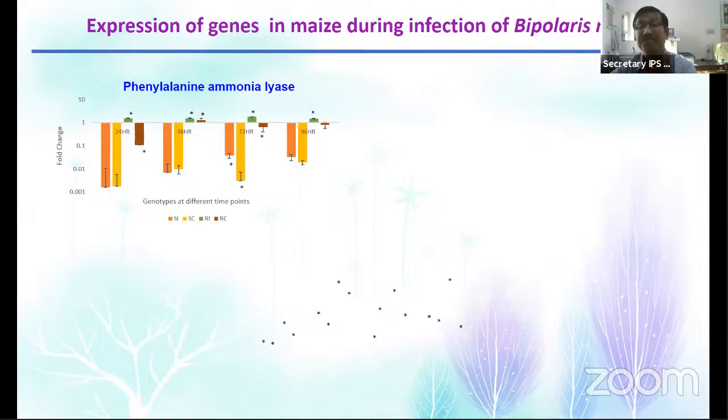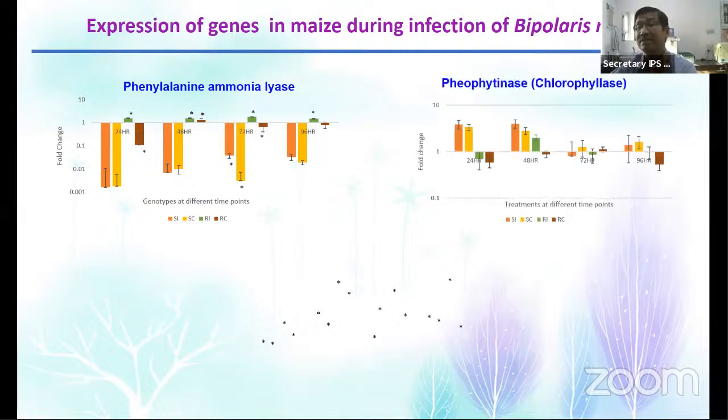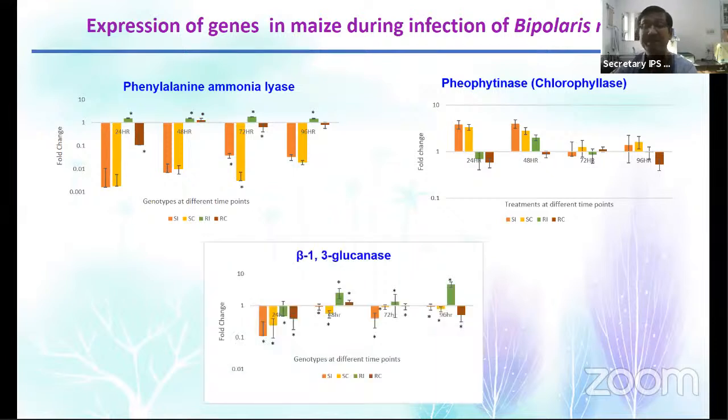Another one is the pheophytinase gene, also called the chlorophyllase gene, which is involved in the degradation of the chlorophyll content in the foliar parts. So the role of this gene was also studied. In a simplified way, we can say that the expression of this chlorophyllase gene was less in the resistant SC7 as compared to the highly susceptible CM119.